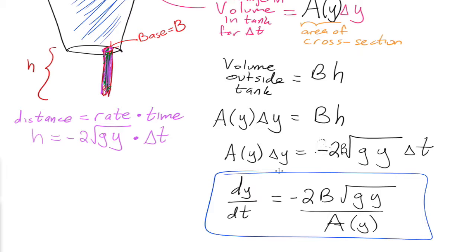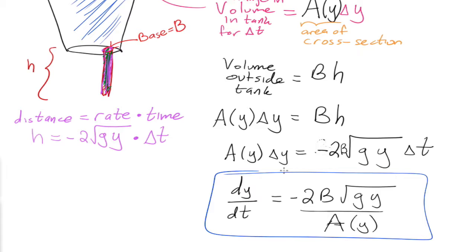Do you guys have any questions? Does that make sense? Delta y is dy. So this is the change in y, and then you let delta t go to 0, and so then they're differentials.